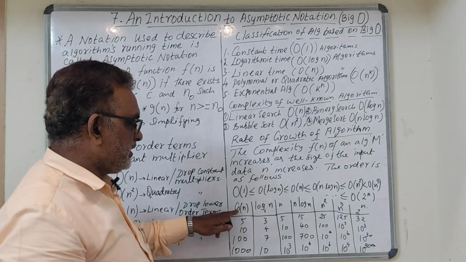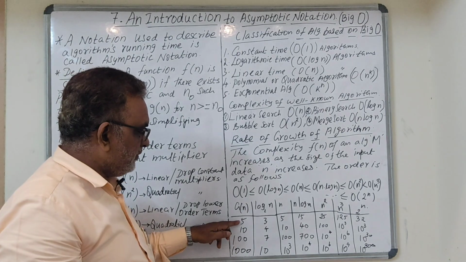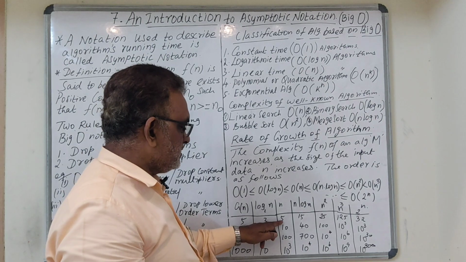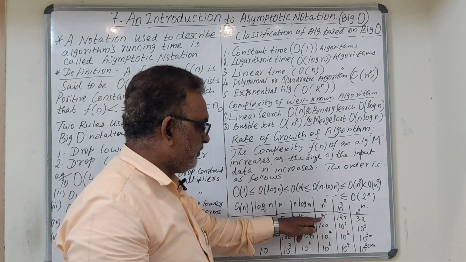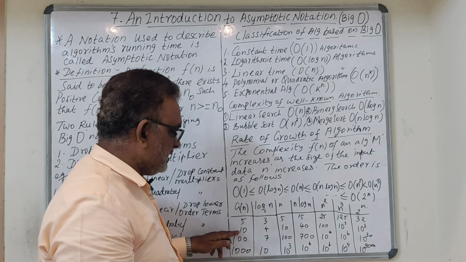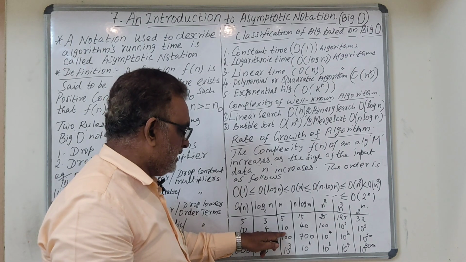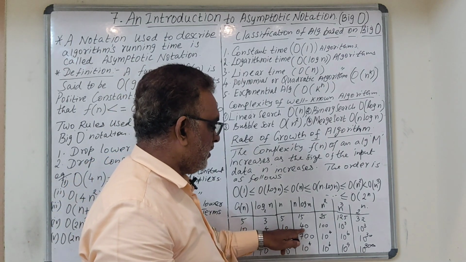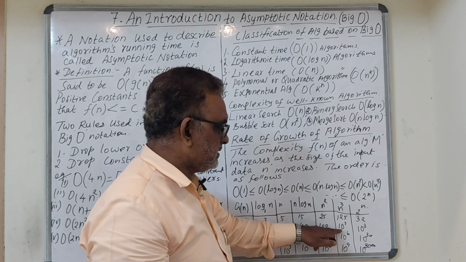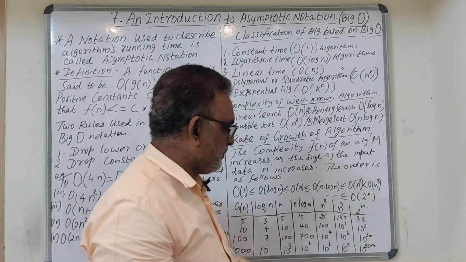For example, this is an arbitrary function, that is g of n. Here we are giving the input values. For example, if the n value is 5, what will happen? Log n is 3, n is 5, and then 15, 25, 125 and 32. Similarly, if g of n is 10, here log n is 4, n is 10, n log n is 40, n power 2, that is n square, is 100, and n cube is 10 power 3.